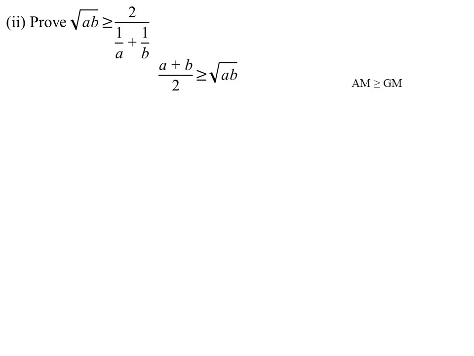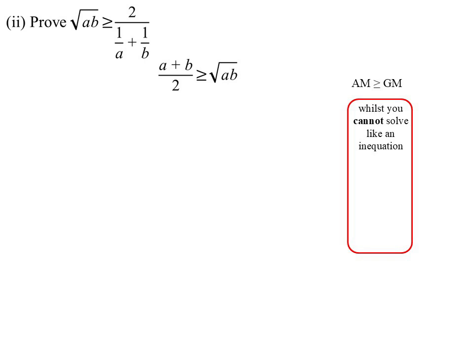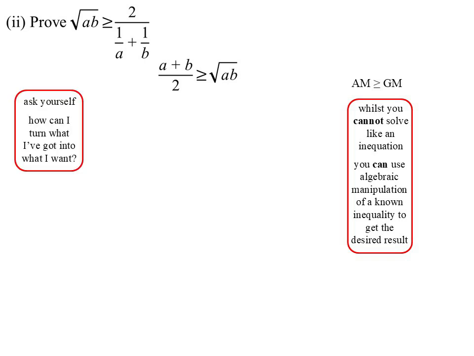So I am starting with a known result. Now, I can't solve it like an inequation. I'm not solving this. I'm not trying to find the values of A and B. But I can use manipulation now because I know it to be true. Therefore, I can manipulate it and try and make it look like what I'm trying to prove. And so that's now the question I ask myself. How can I turn what I've got into what I want?